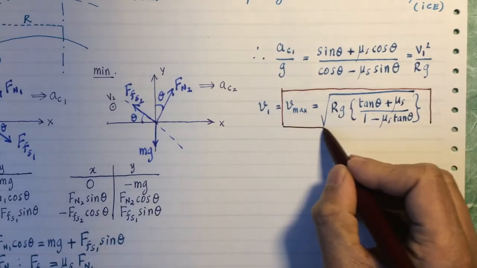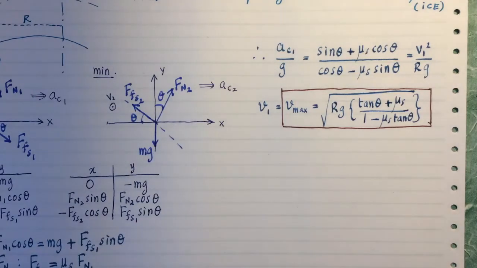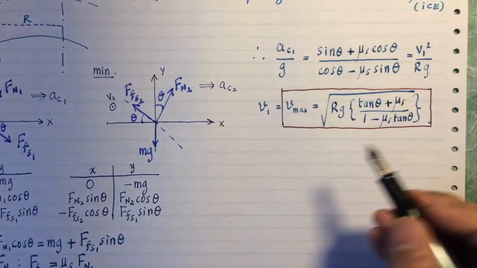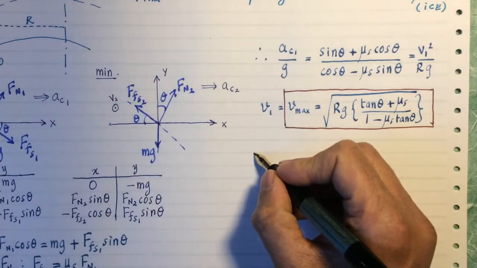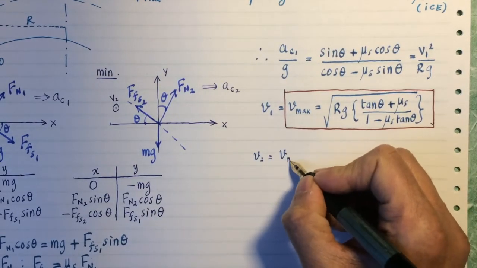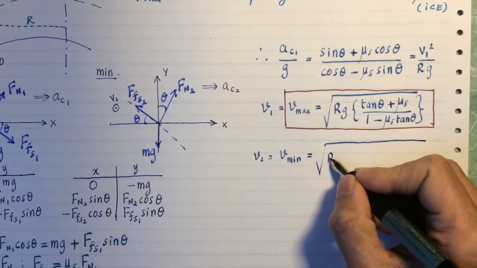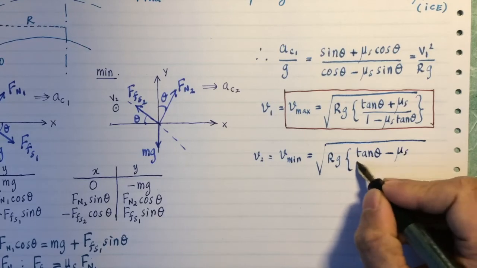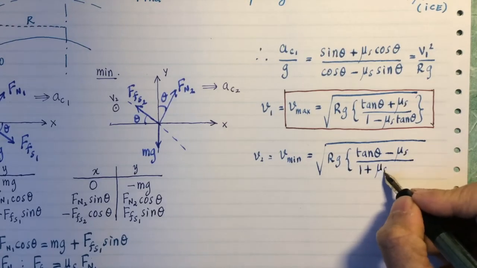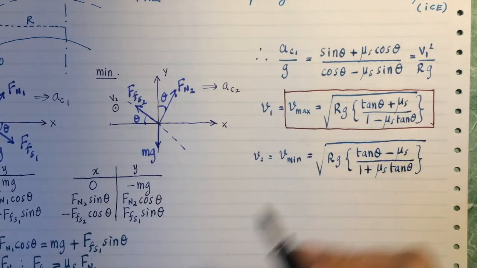What about the minimum speed? You will observe that the only change for the minimum speed is the direction of friction, and that is tantamount to changing the sign of the friction coefficient. If you change the sign of the friction coefficient, that force will flip. So I can simply write down the expression for v minimum without doing any extra work. It's just the square root of Rg times tan theta minus mu_s divided by 1 plus mu_s tan theta. You can see that decreasing the denominator and increasing the numerator indeed produces a smaller speed.